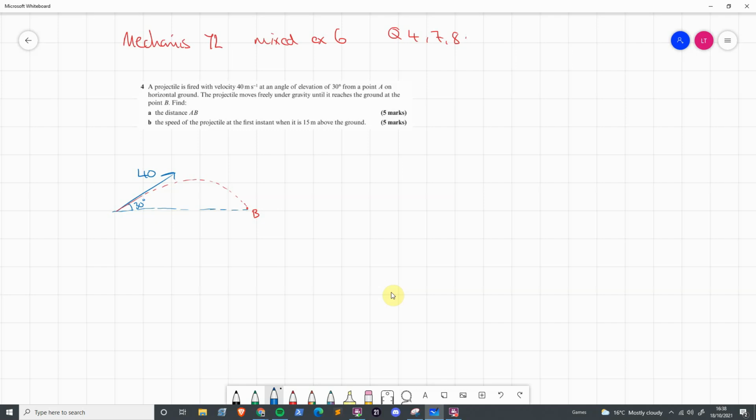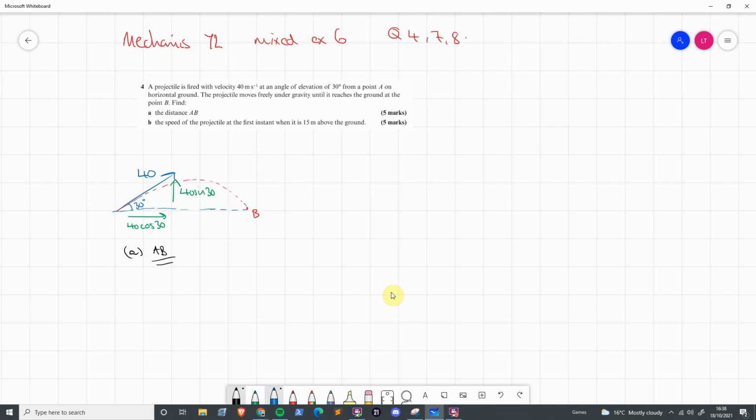Before we even start, we probably know we need to resolve the forces. So my upwards component will be 40 sin 30, and my horizontal component will be 40 cos 30. So we need to find the distance AB in part A, so let's go for that.